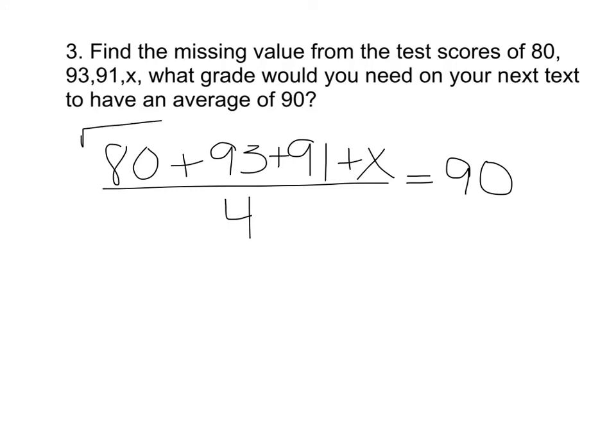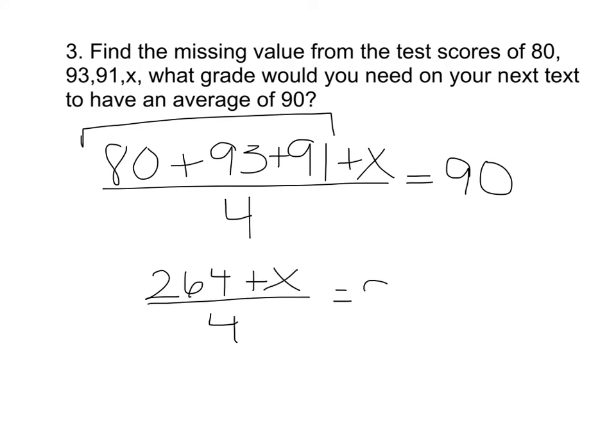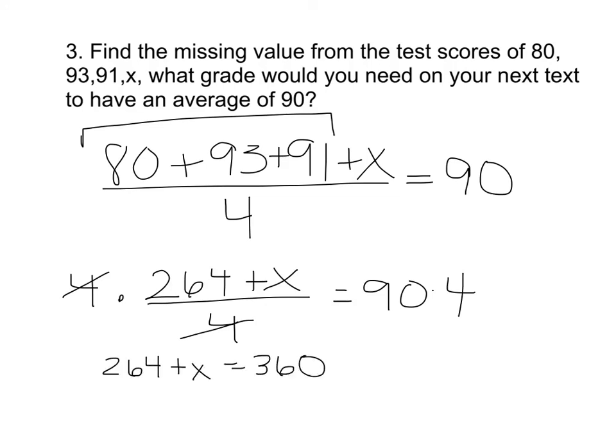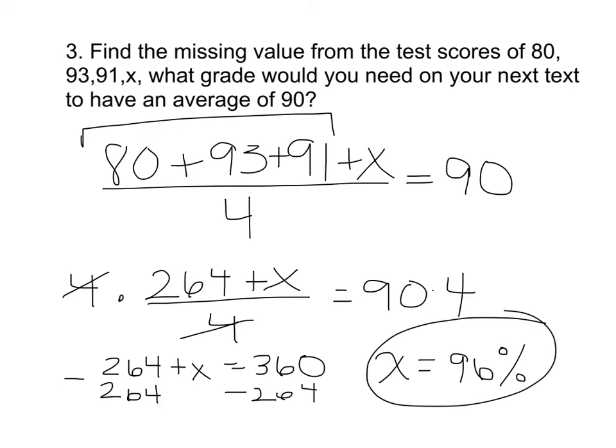Now we're just going to solve this equation. First add these 3 numbers. When you do that, you get 264 plus x all over 4 equals 90. We want to get rid of the 4 on the bottom, so we multiply by 4. That gives you 264 plus x equals 360. Subtract the 264 and you get x to be 96. So you would have to have a 96% on your 4th test in order to have a 90% average.